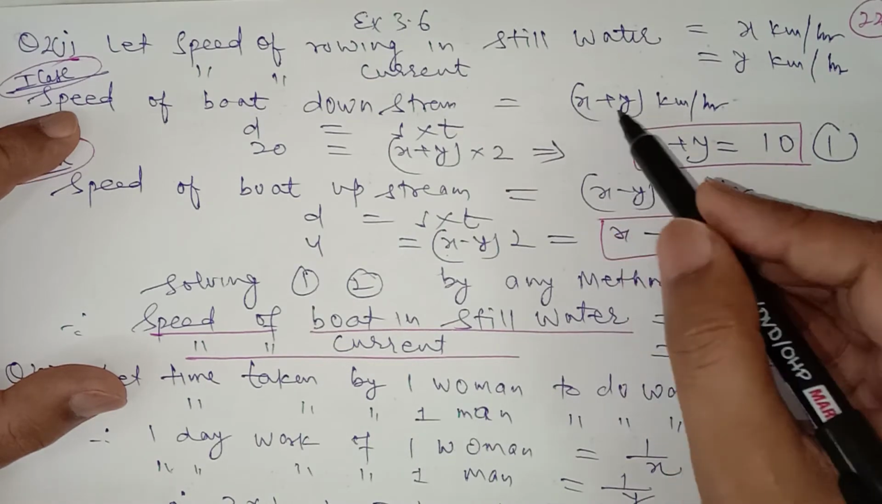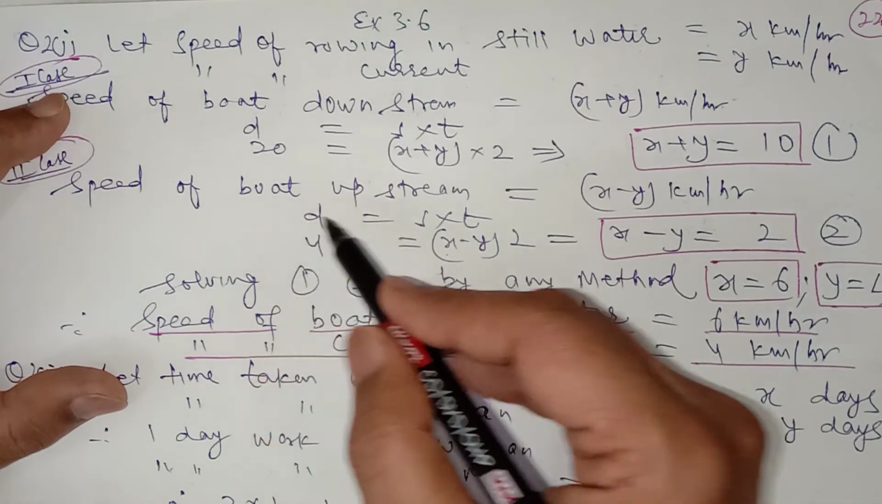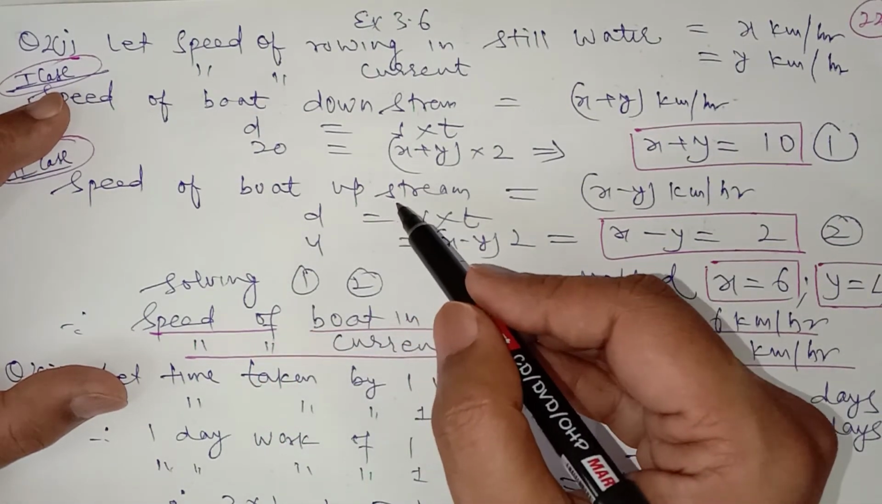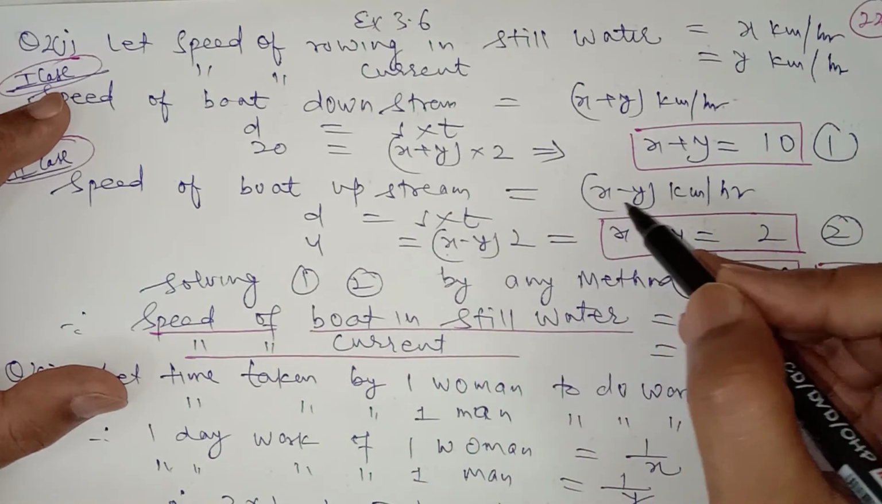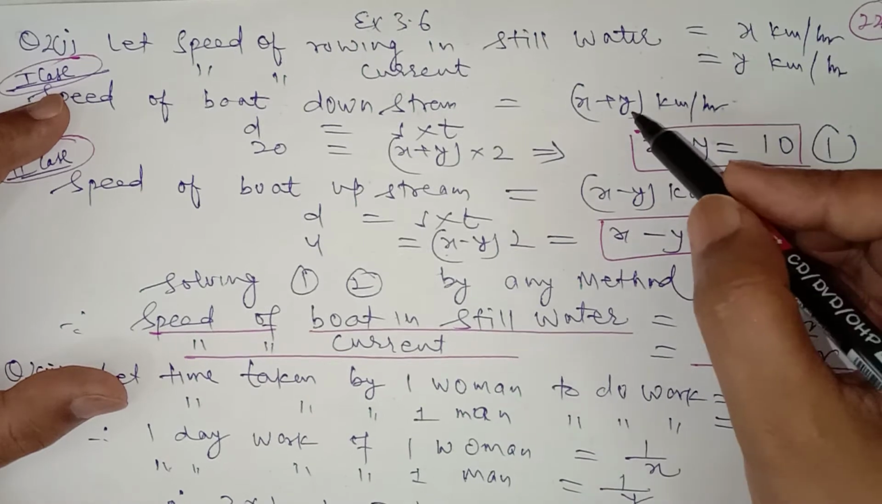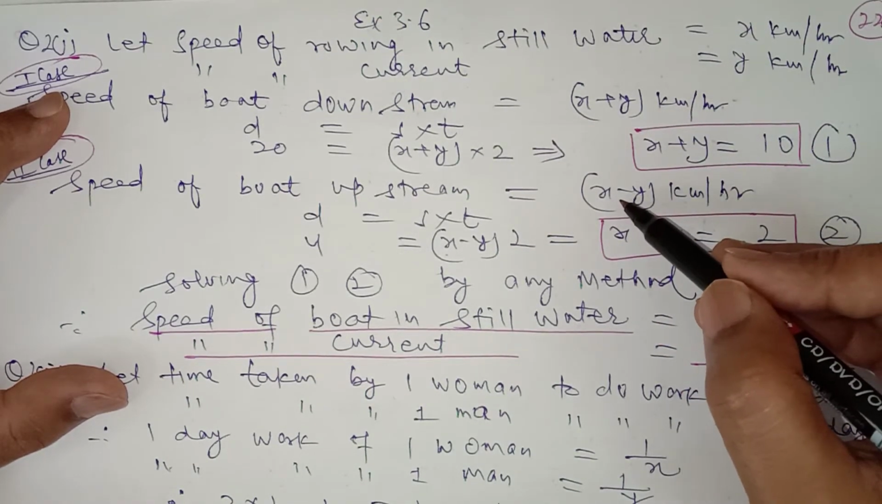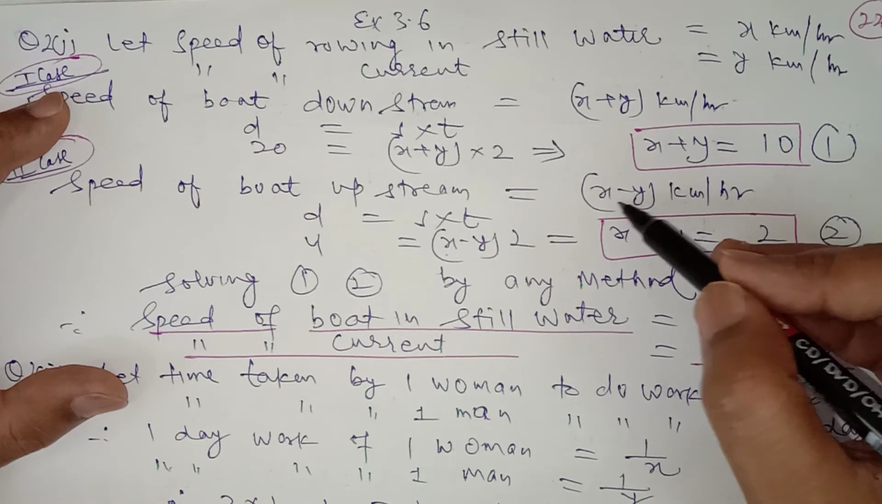The total speed will be increased, and it will become x plus y. Similarly, when it moves against the flow, that is, in the speed of the boat upstream, it will be speed of the boat minus speed of the flow of the water, that is, x minus y. So in downstream, the speed will be increased, that is x plus y. In the upstream, the speed will be decreased, then it will become x minus y.